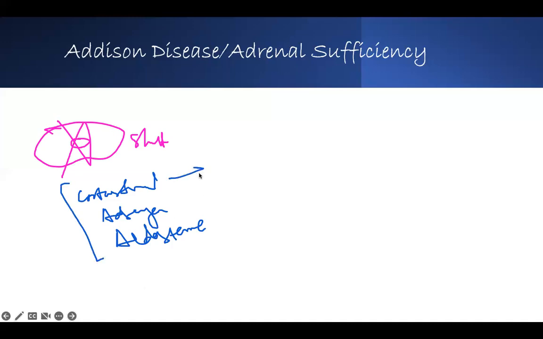If you don't have steroid, well, your sugar goes down, right? We talked about it. If you don't have steroids, well, your blood pressure goes down, right? If you don't have steroid, instead of gaining weight, you lose weight. It's the opposite. So whatever you know for Cushing is going to be opposite.